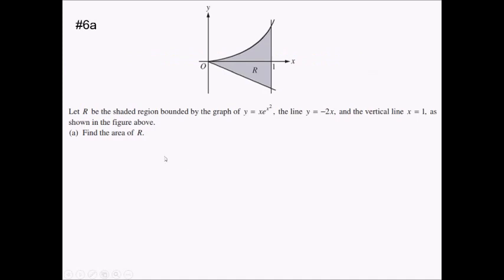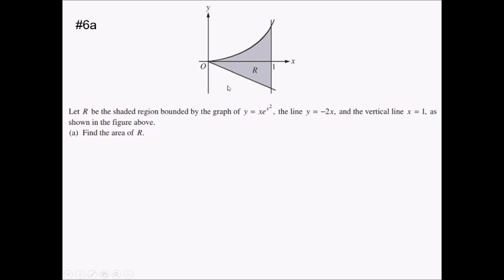On this problem, we've got R, the shaded region between this exponential function and this line down here, y equals negative 2x, and this vertical line. We want to start by finding the area of R. So for area, I need an integral. Let's see, since these are in terms of x, I can just basically go top minus bottom from left to right.